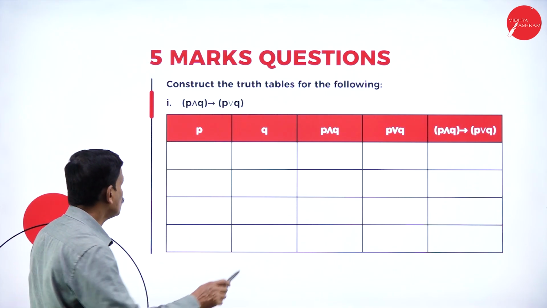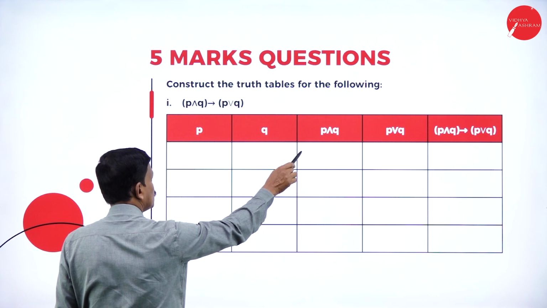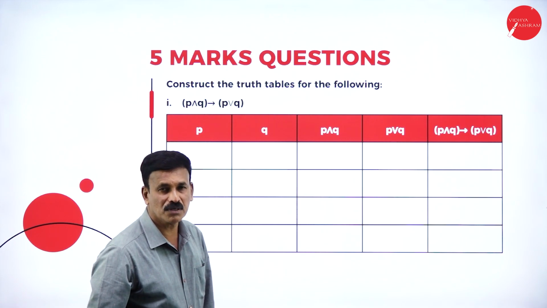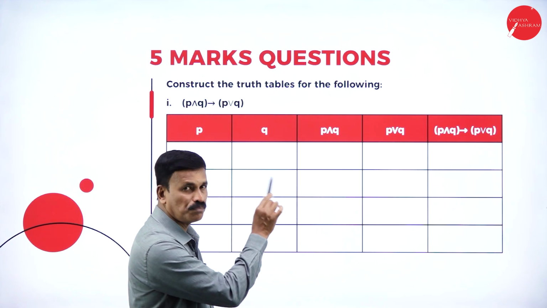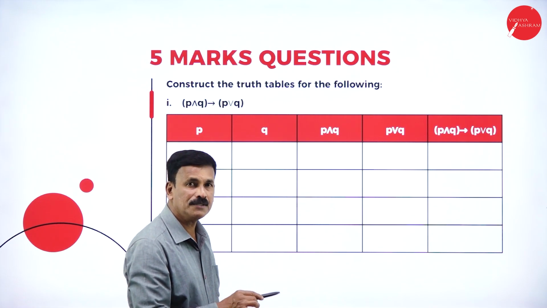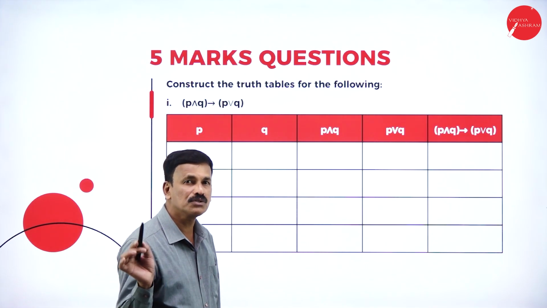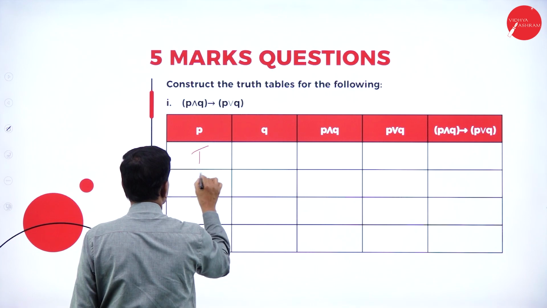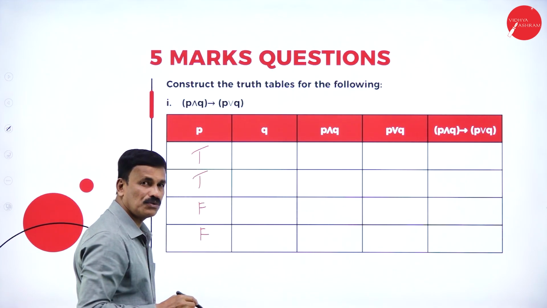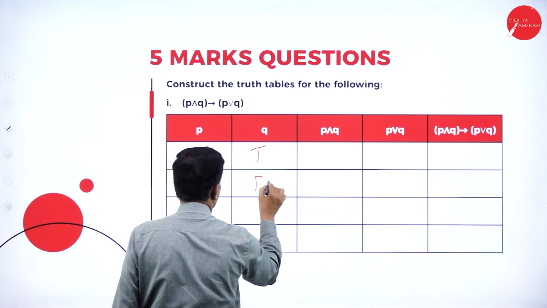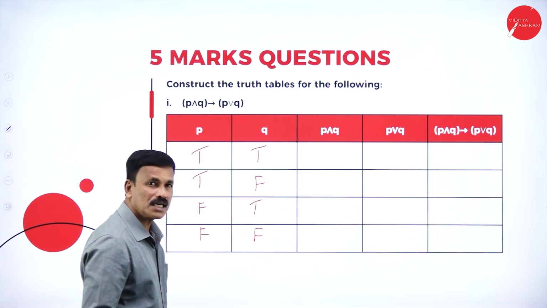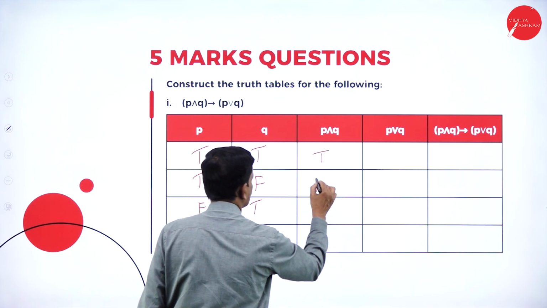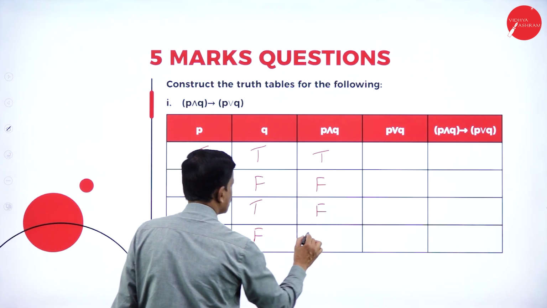Let us split. Write P, Q, then P conjunction Q, P disjunction Q. These two are connected by the conditional statement. So: P, Q, P conjunction Q, P disjunction Q, then P conjunction Q conditional to P disjunction Q. As you know, the truth values for P are true, true, false, false, whereas for Q they alternate: true, false, true, false. As I told, for conjunction, true and true is true. In the remaining cases it is false. True and false is false. False and true is also false. False and false is also false.